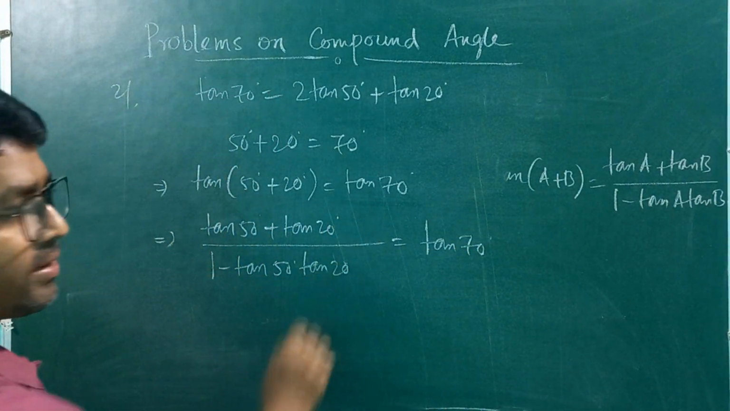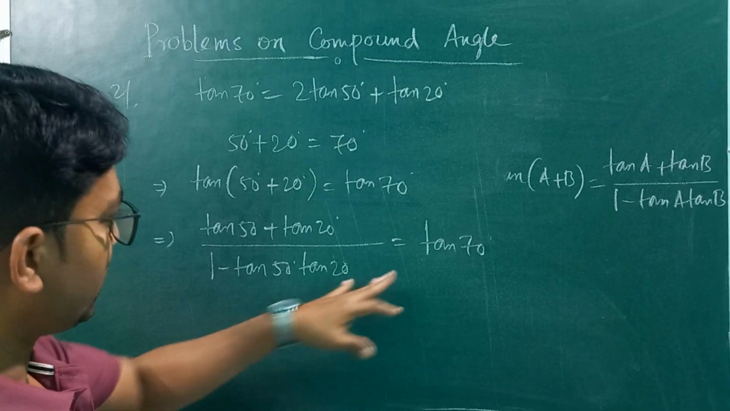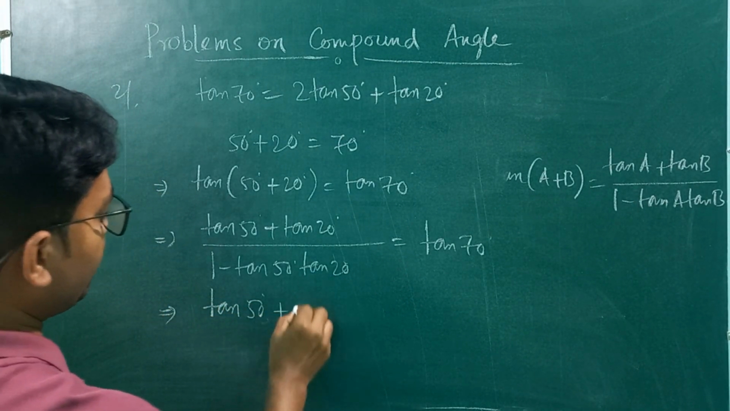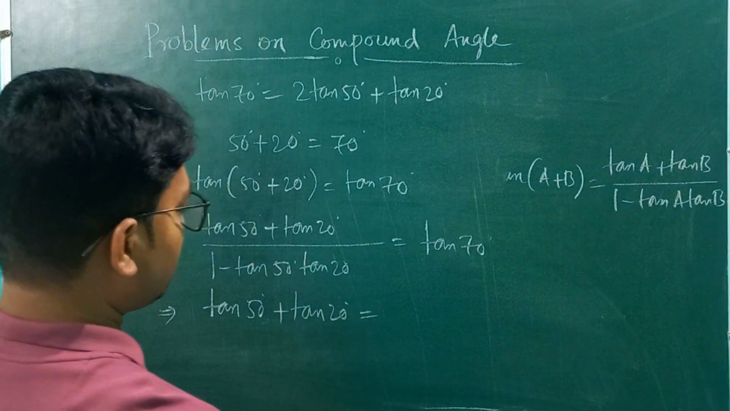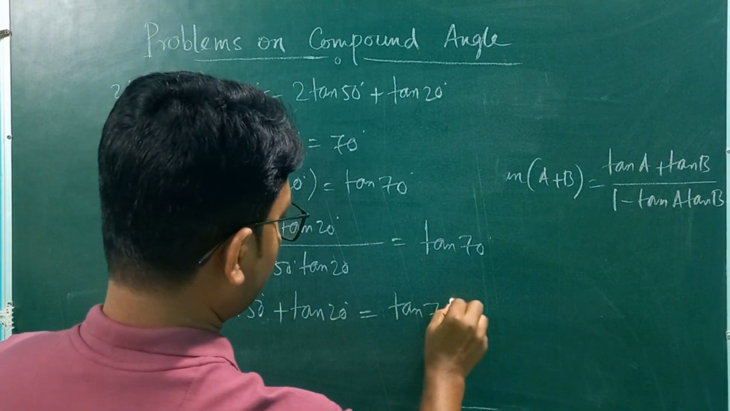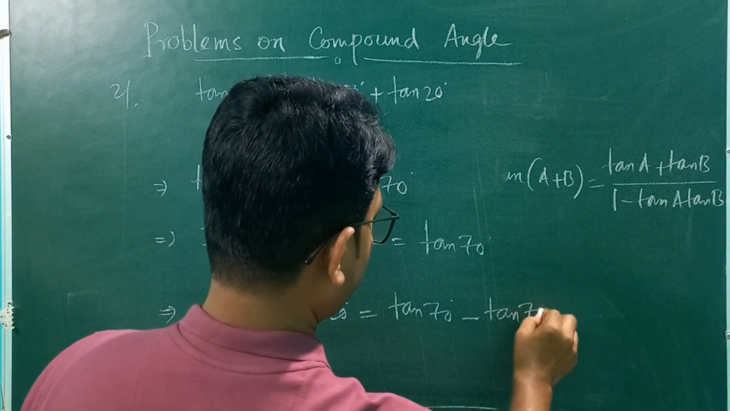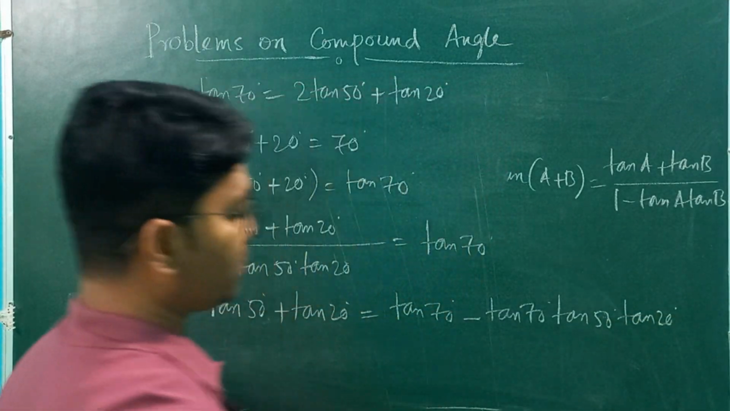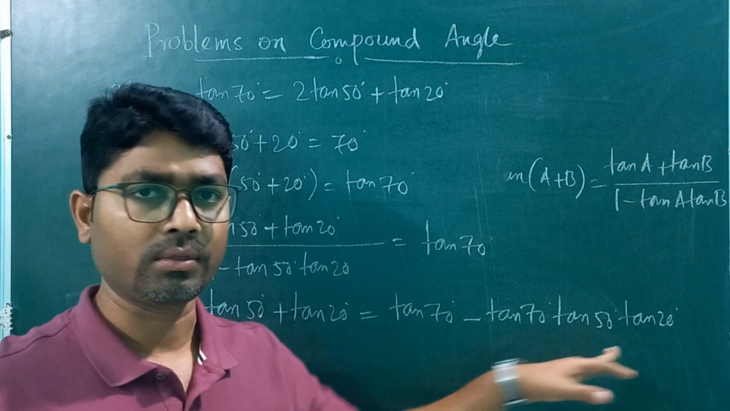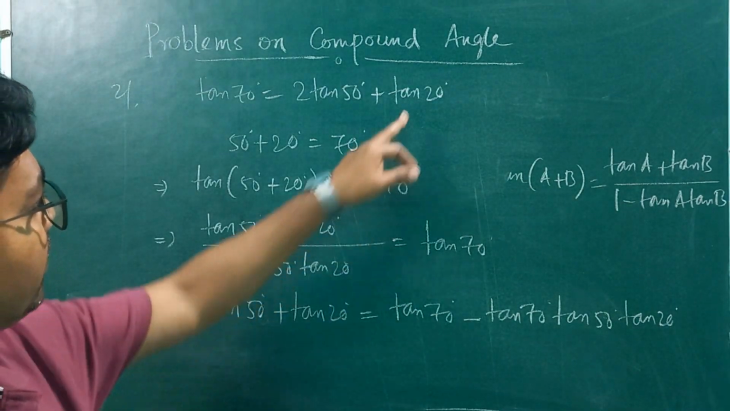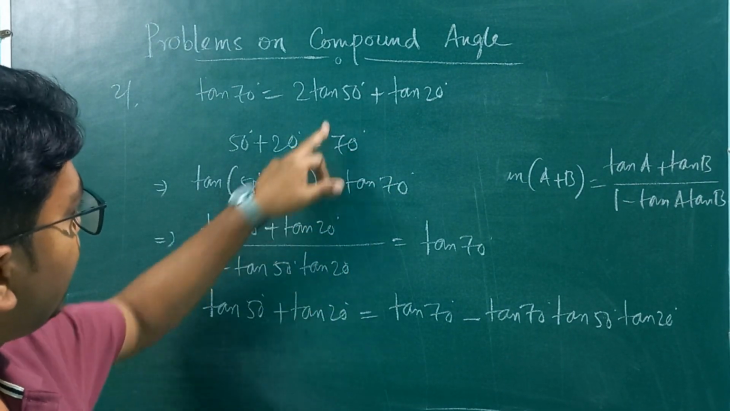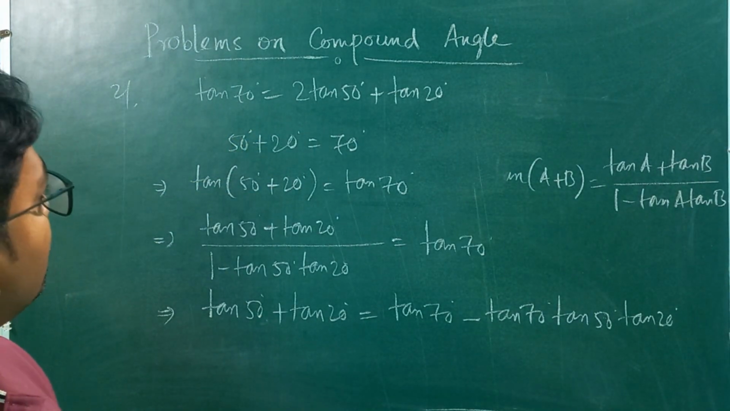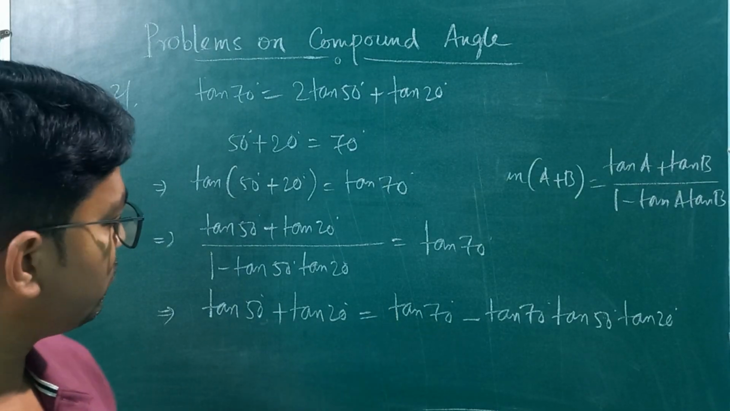This is not a standard angle, so we cross multiply them. Then what happens, the left hand side is tan 50 plus tan 20 equal to tan 70 minus tan 70 tan 50 tan 20, up to this line. Now we have got tan 50 here, but we need 2 tan 50, and we have got only 1 tan 50. Tan 70 on the other side is also clear.